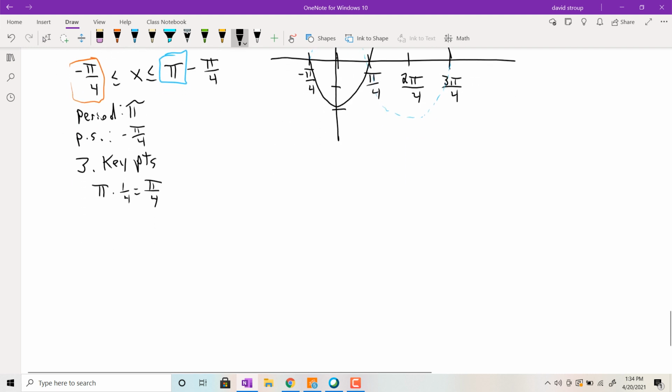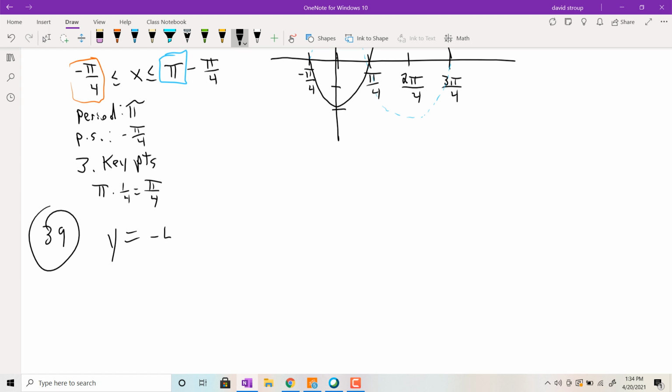Let's do a cosine version then. So number 39, we have y equals negative 4 cosine of 1/2 x.